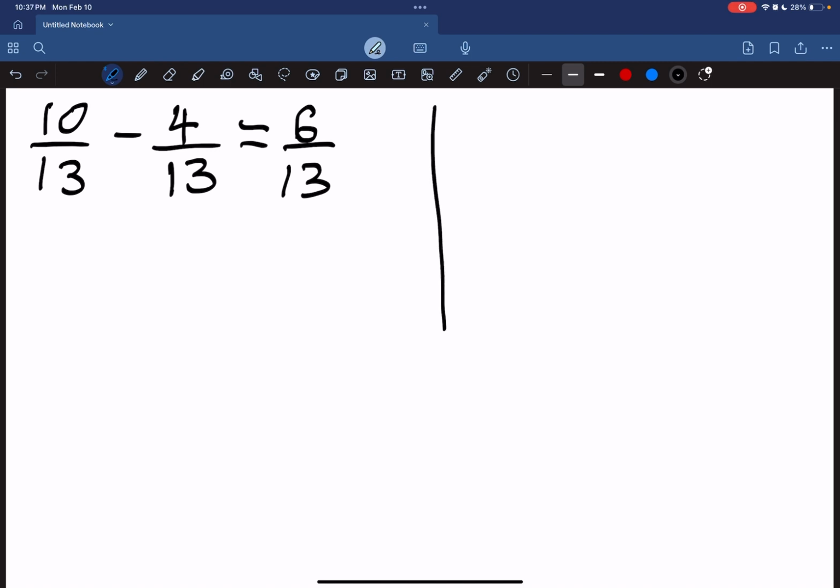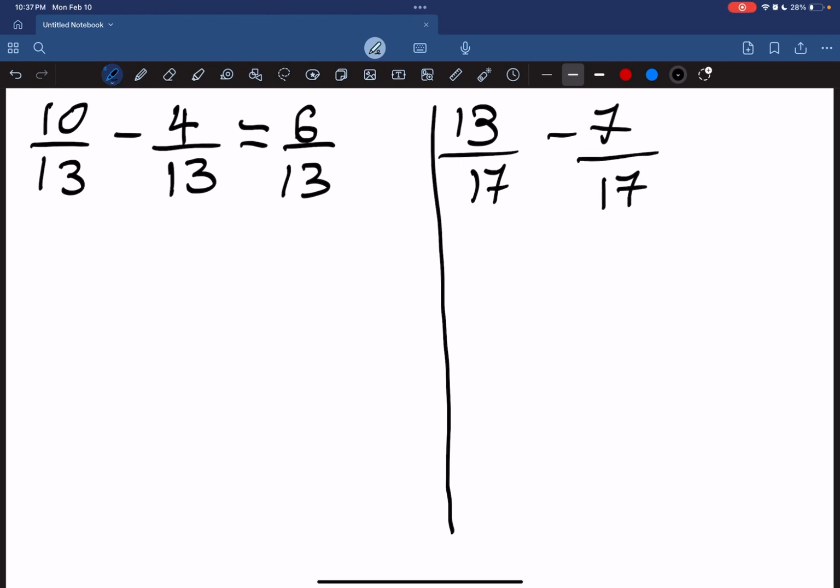Likewise, if we have 13 over 17, we're going to minus 7 over 17. In this case, the denominators are still the same, so that's 17. Then we have 13 minus 7, and 13 minus 7 will leave us with what? 6. So this would have been our final answer, 6 over 17. The concept still remains the same.